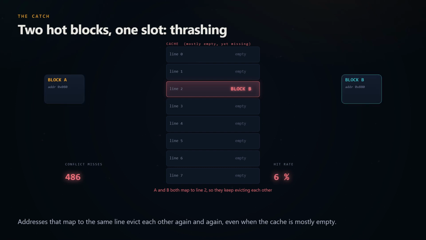Suppose two blocks your loop uses often happen to map to the same line. They take turns evicting each other on every pass, even though the rest of the cache is sitting empty. That is a conflict miss, and the repeated eviction is called thrashing. The cache has plenty of room, but the rigid mapping refuses to use it.